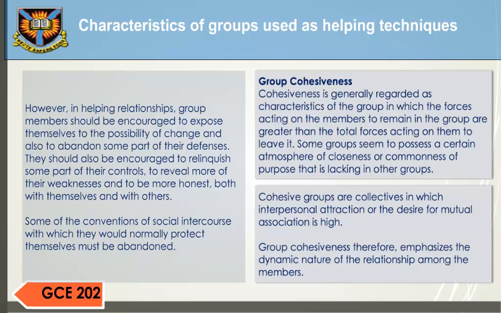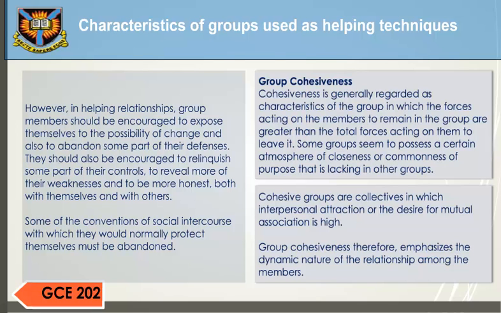However, in helping relationships, group members should be encouraged to expose themselves to the possibility of change and also to abandon some part of their defenses. They should also be encouraged to relinquish some part of their controls, to reveal more of their weaknesses, and to be more honest, both with themselves and with others. Some of the conventions of social intercourse with which they would normally project themselves must be abandoned.